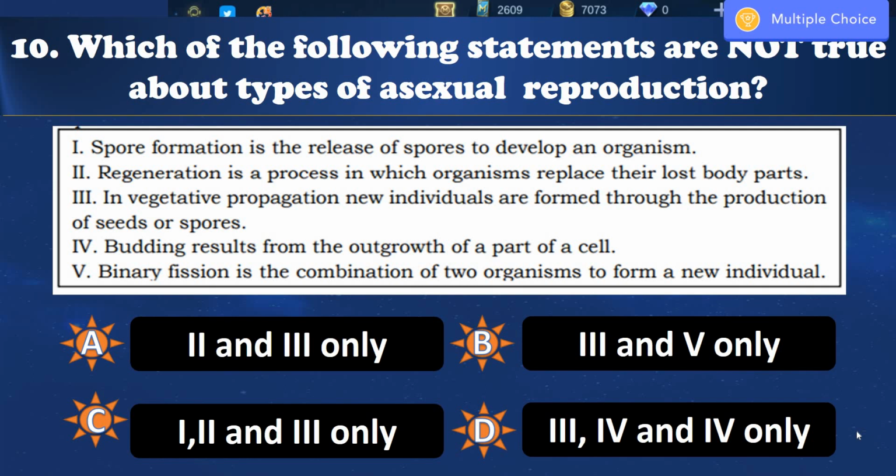Which of the following statements are not true about types of asexual reproduction? 1. Spore formation is the release of spores to develop an organism. 2. Regeneration is a process in which organisms replace their lost body parts. 3. In vegetative propagation, new individuals are formed through production of seeds or spores. And number 4, budding results from the outgrowth of a part of a cell. And 5, binary fission is the combination of 2 organisms to form a new individual. Go.